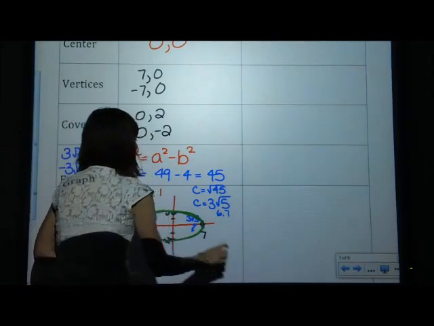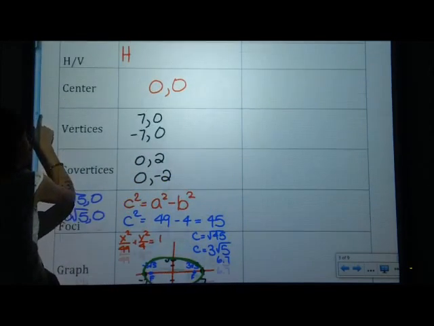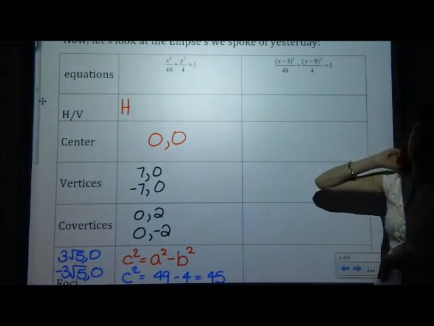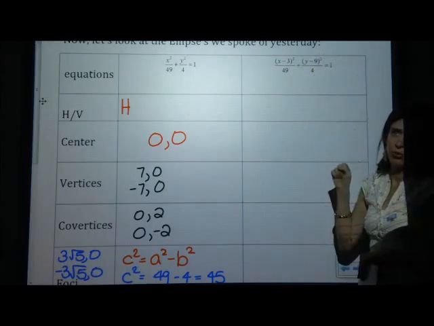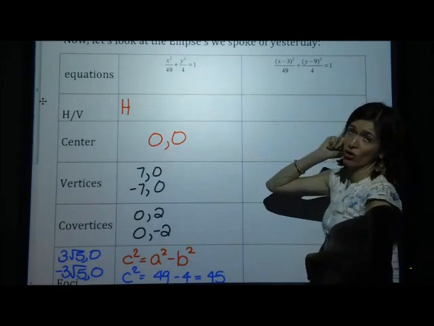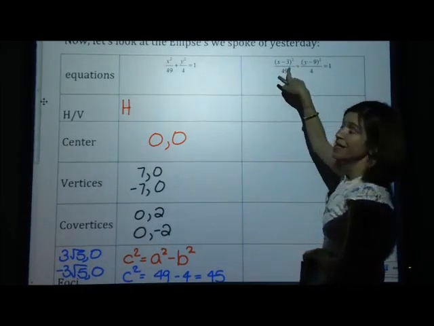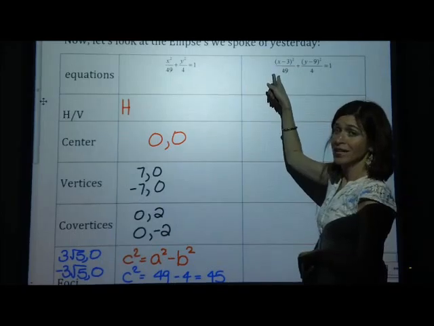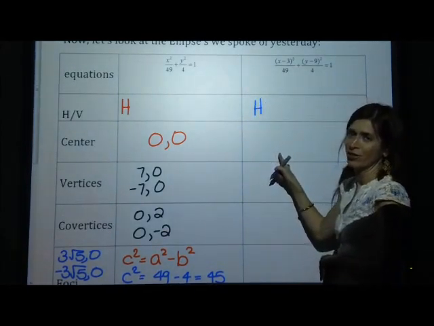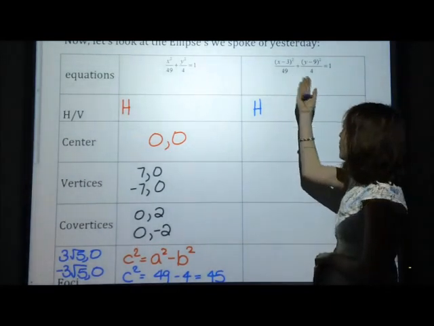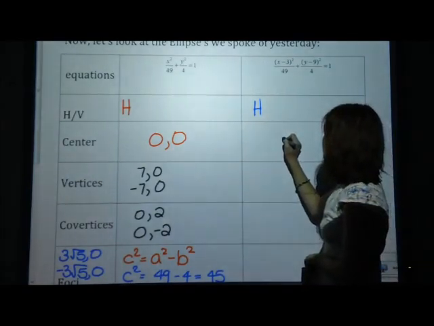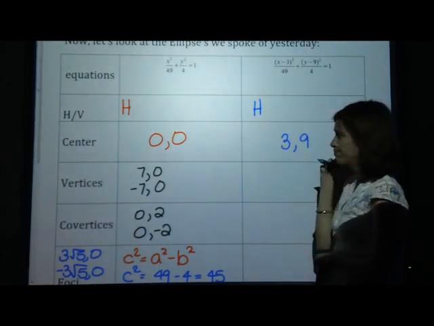All right, so today, that's all stuff we did yesterday. Today what we're going to do is look at the same graph, same ellipse, but we're moving the center, okay? So again, we do the same thing. We identify whether it's horizontal or vertical, and it's still horizontal because the denominator of the x squared is larger. My center, just like the circle, is inside as h and k, and it changes. So my center here is going to be (3, 9), okay?